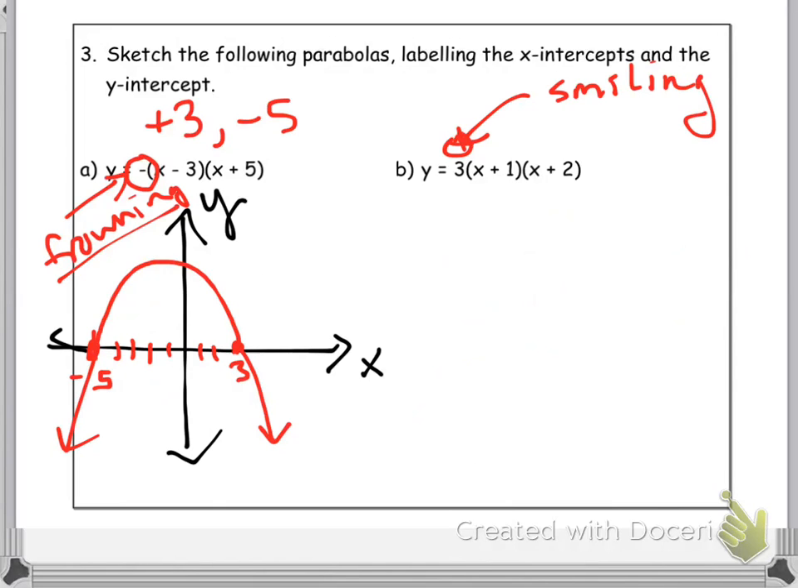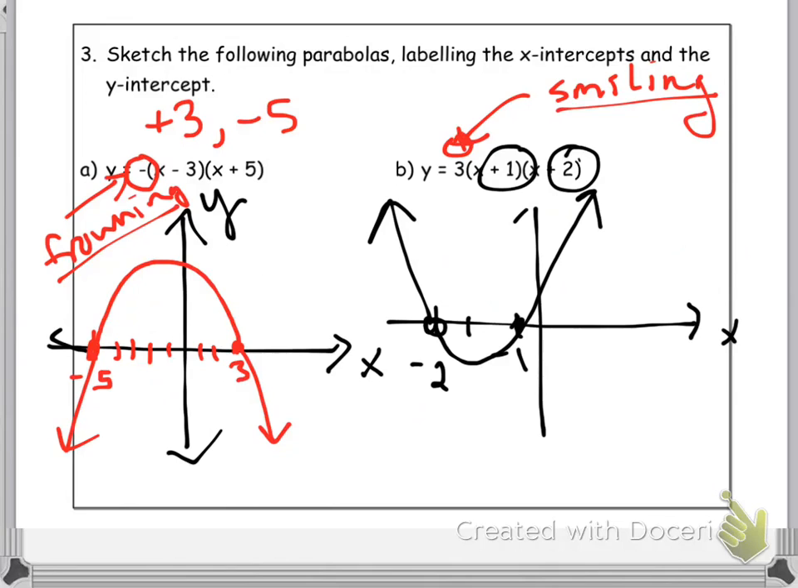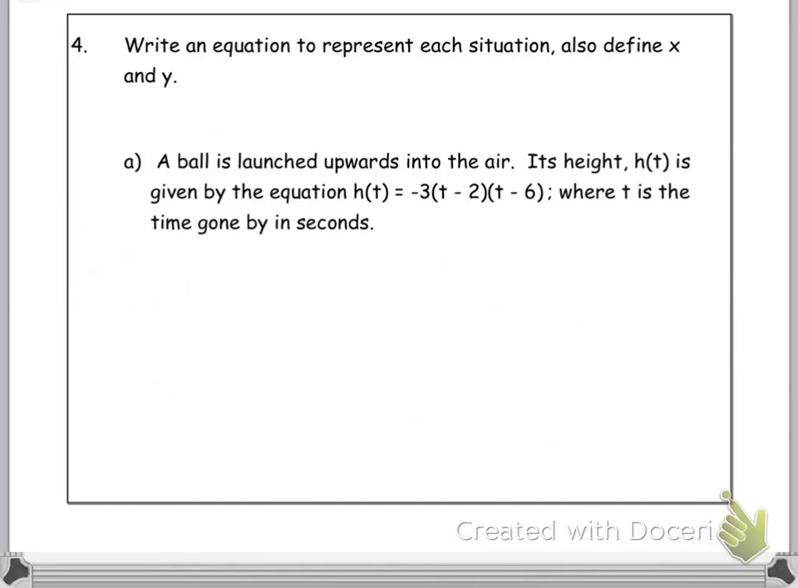This guy has a negative view of the world. This guy has a positive view of the world. And our x-intercepts are -1, because you change the sign, and -2, because you change the sign. He is smiling, so this one's going to go like this. And you should put your x's and y's and arrows. There's a sketch.